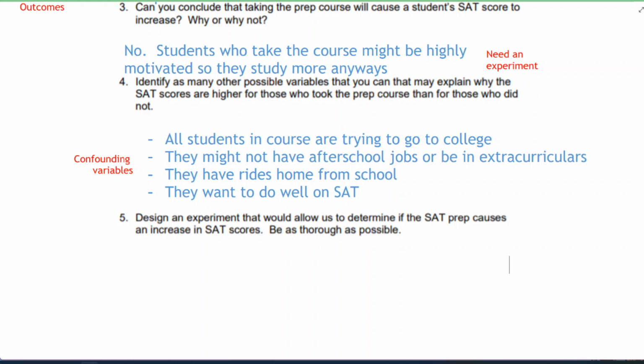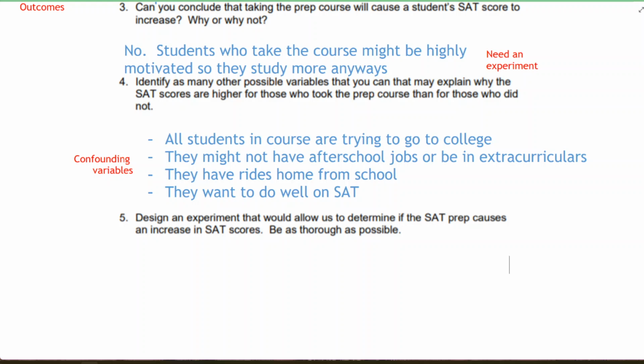Having after-school jobs, is that going to affect scores on the SAT? Well, you might think differently from your anecdotal experience, but if you look at the numbers, yes, there is a correlation there between having an after-school job and scoring well on the SAT. Having a ride home from school, again, your experience may be different. However, we can show that there is a high correlation between having a ride home from school and having high scores on the SAT.